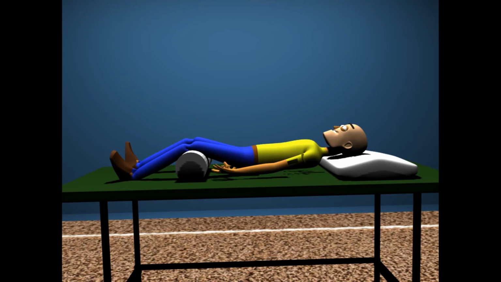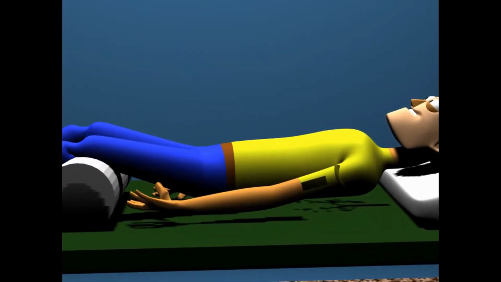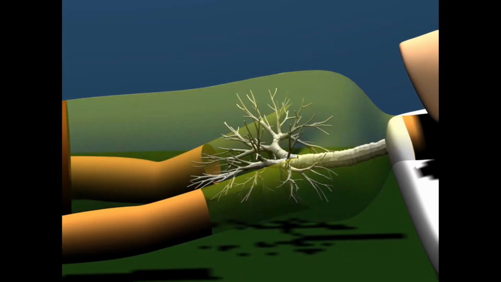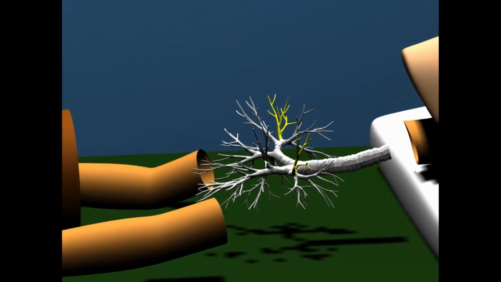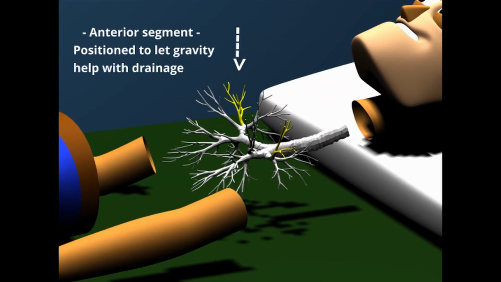So let's see how this position orients our bronchi for our upper lobes and anterior segments. The anterior segments are highlighted in yellow. The goal is to try and get the bronchus aligned as close to vertical as possible.